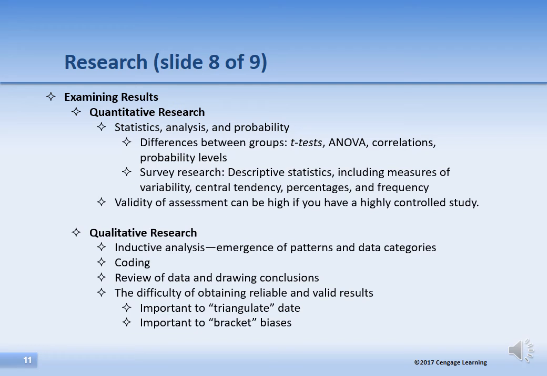For qualitative research, results are generally produced through inductive analysis, where you look for emerging patterns, themes, or data categories. Coding, where you take interviews or interactions and you code them to look for specific types of behaviors. The review of data and drawing conclusions, and the difficulty of obtaining reliable and valid results. The importance of triangulation and the importance of bracketing.